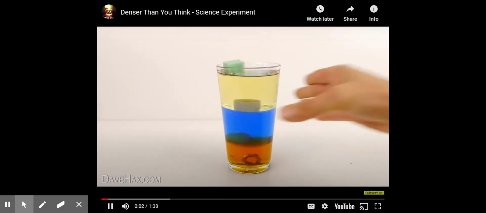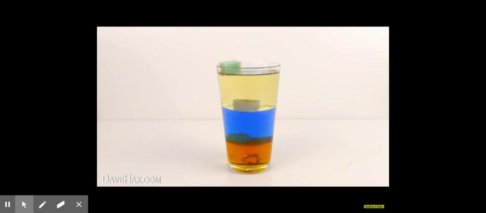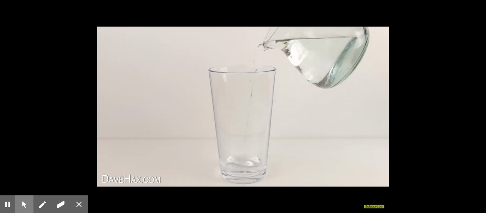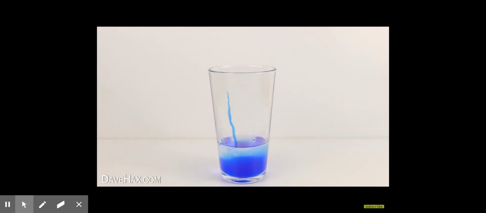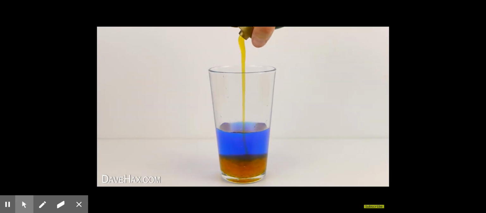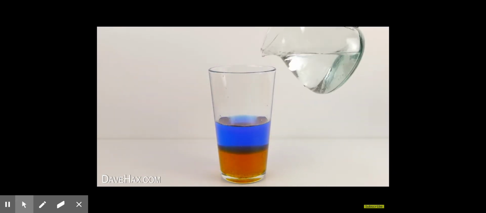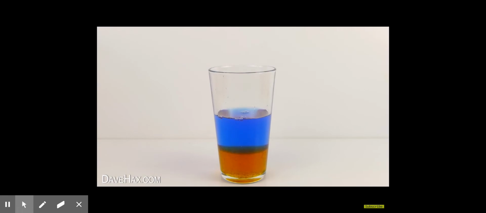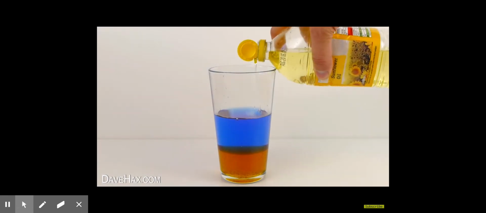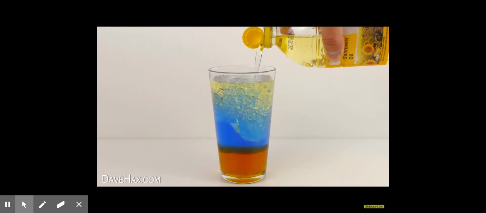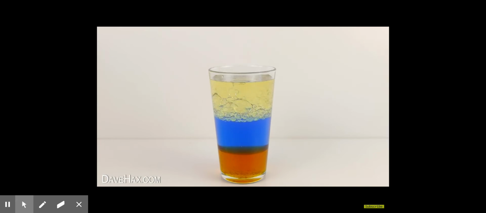Today, I'm going to show you a simple science experiment that you can try at home to measure density. Start by taking an empty glass and tip in some water and food coloring. Then add some syrup or treacle. And I'm going to add a little bit more water to make the layer a bit thicker. Then finally, fill the glass up with some oil and leave it to settle for about 15 minutes.